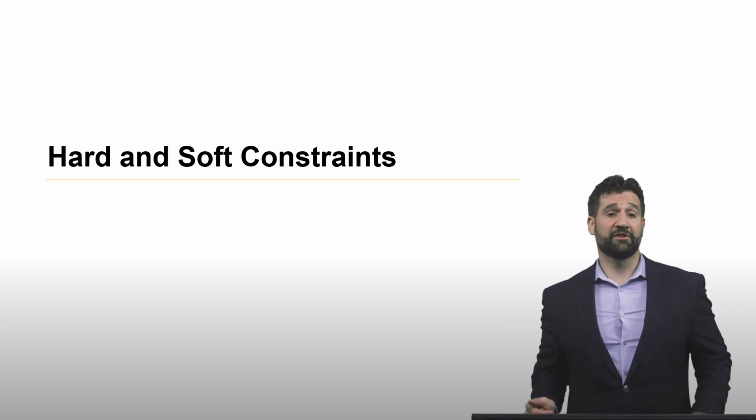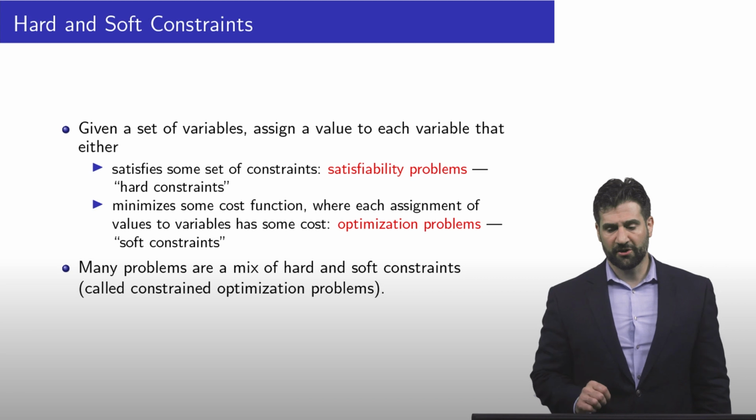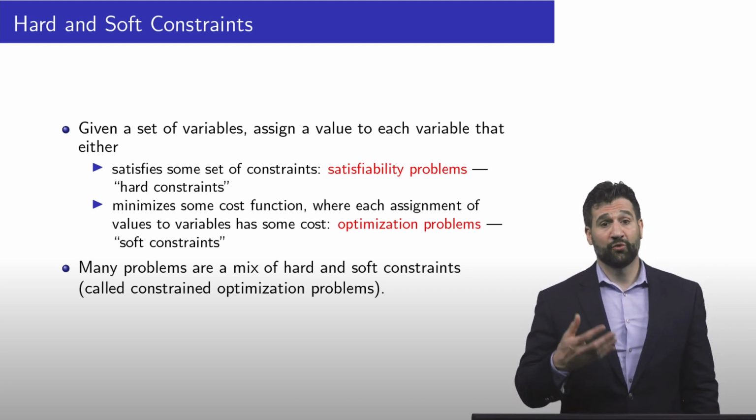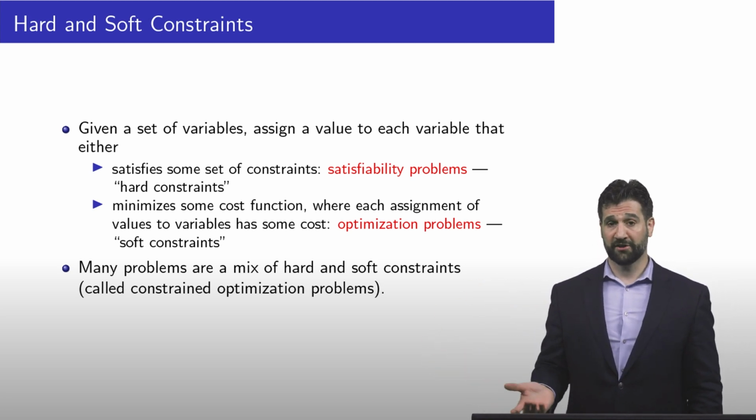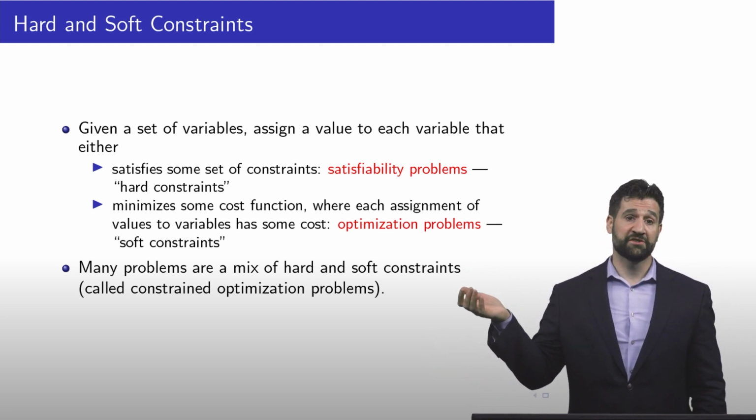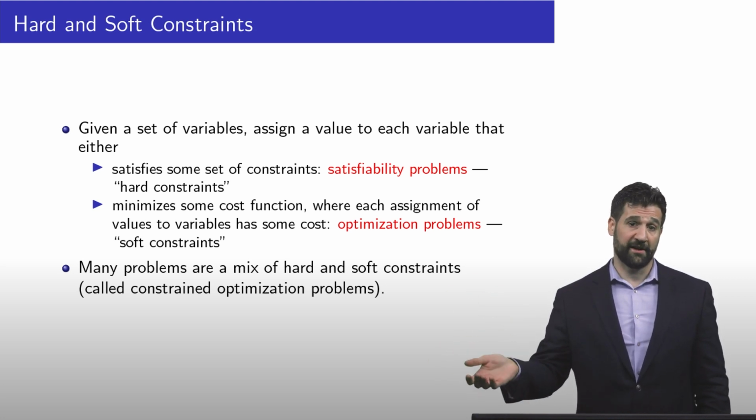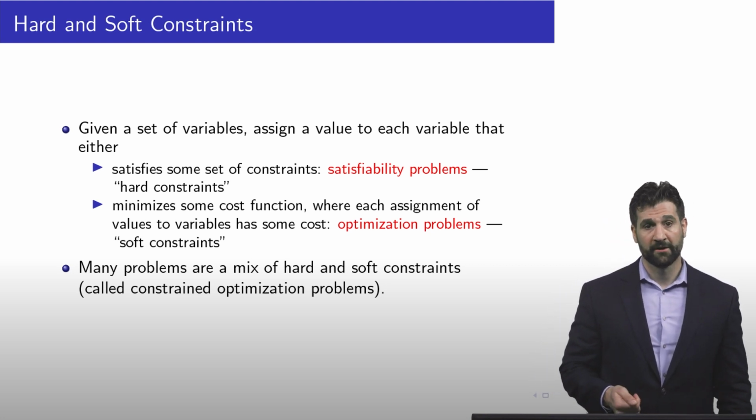Welcome back. In this lecture we will discuss hard and soft constraints. So, given a set of variables in a constraint satisfaction problem, we want to assign each variable a domain, and what we've talked a lot about in these lectures is satisfying a given set of constraints. And so if we're required to satisfy a given constraint, that's called a hard constraint.